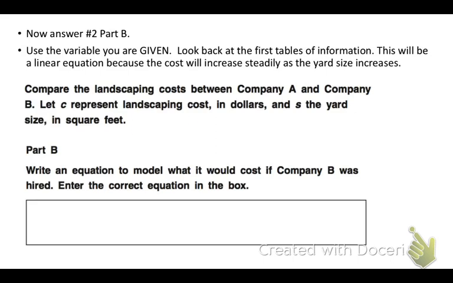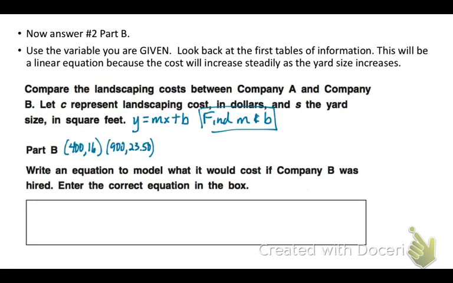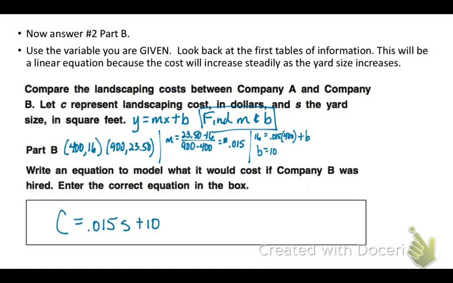So I'm going to look at the company B table and pull two combinations of yard size and cost, and then find my rate of change there using the slope formula. And this is 1.5 cents per yard size per square foot. Then I'll plug in x, y, and my m value and find that here we have a starting amount of $10. So this equation is cost equals 0.015 S plus 10.